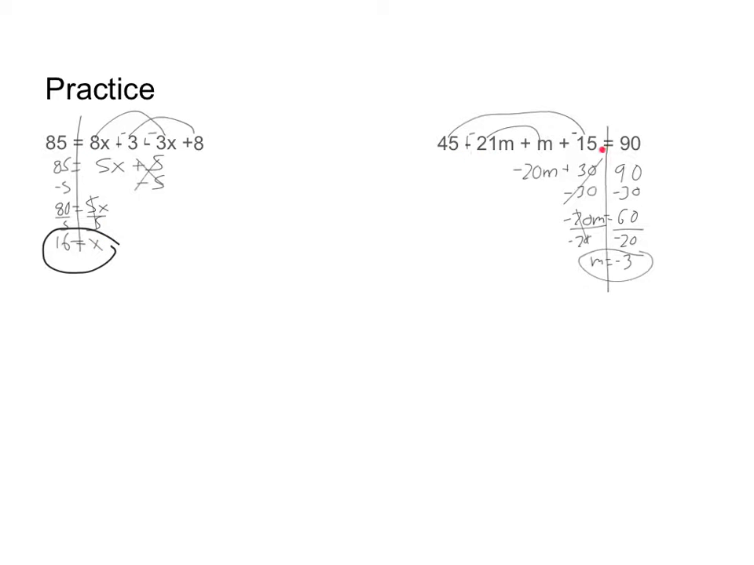Your second problem over here on the right, same thing. You combine your like terms. You got negative 20 plus 30 equals 90. Subtracted 30 to get rid of your constant. Divided by negative 20 to get rid of your coefficient. And you are left with m equals negative 3.